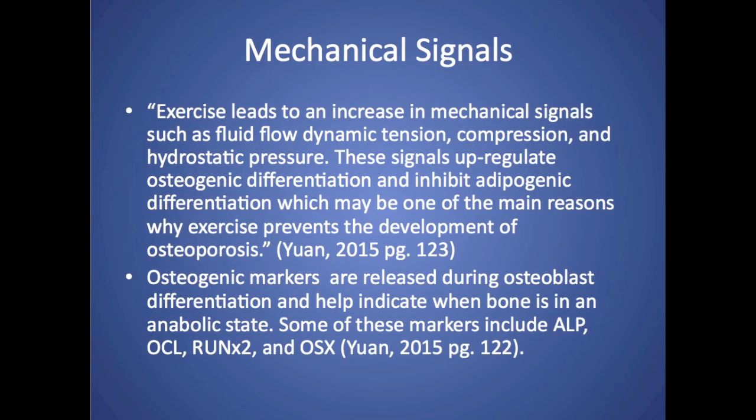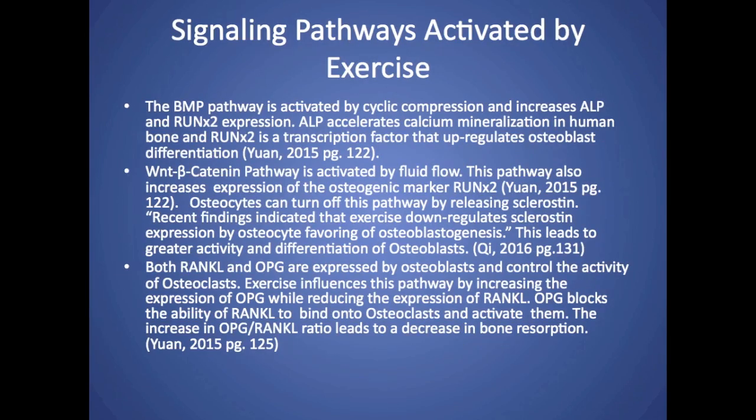So let's look at mechanical signals. Exercise leads to an increase in mechanical signals such as fluid flow, dynamic tension, compression, and hydrostatic pressure. These signals upregulate osteogenic differentiation and inhibit adipogenic differentiation, which may be one of the main reasons why exercise prevents the development of osteoporosis. Osteogenic markers are released during osteoblast differentiation and help indicate when bone is in an anabolic state. Some of these markers include ALP, OCL, RUNX2, and OSX.